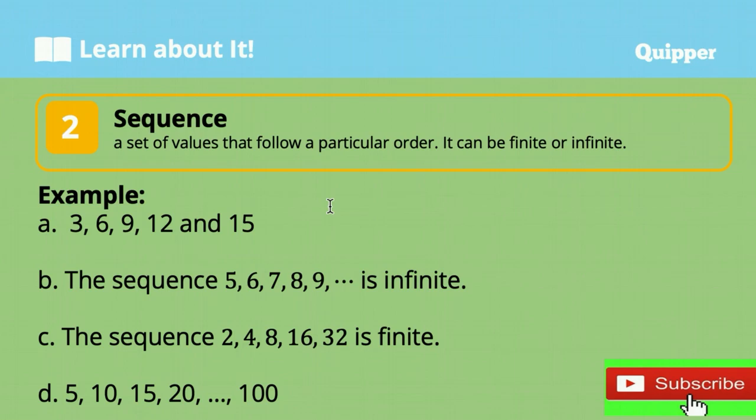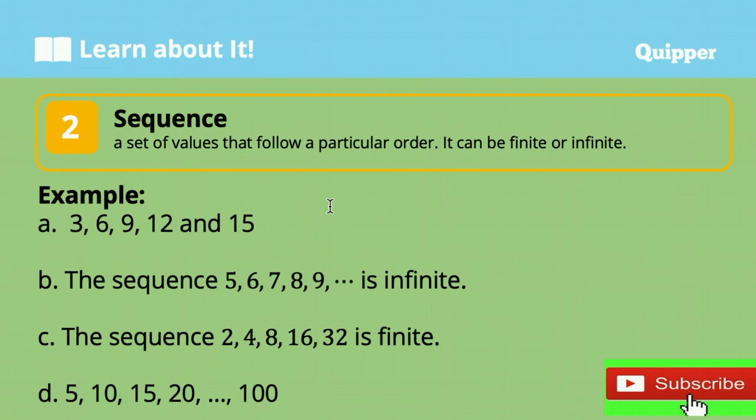Sequence. It is a set of values that follow a particular order. It can be finite or infinite. Finite sequence if we can count the number of elements in a sequence, and infinite sequence if we cannot count the number of elements in a sequence. Take note that the sequence is the follower of the rule. And the rule that I am talking about is the pattern.